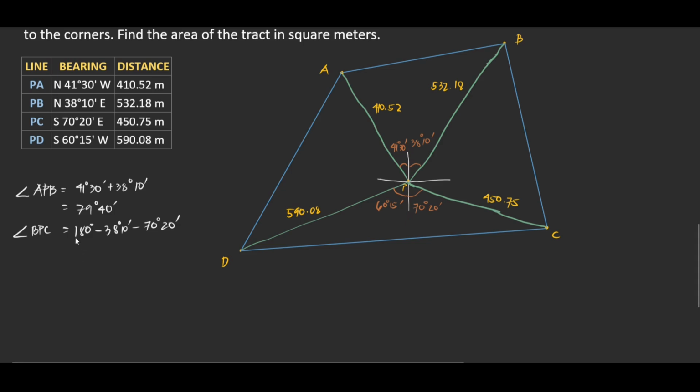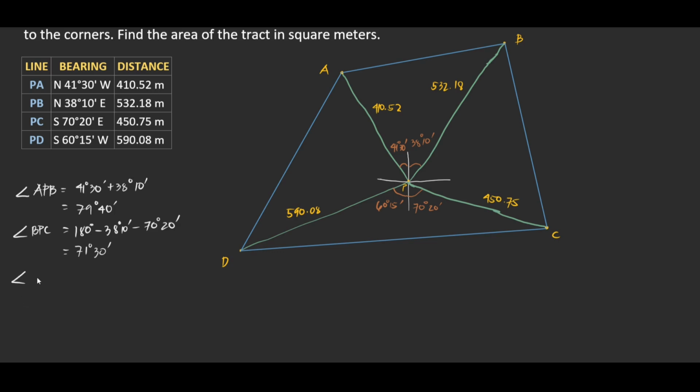Okay, so the answer here is 71 degrees and 30 minutes. Let's move on to the other two angles.